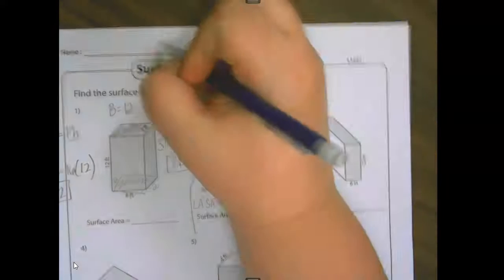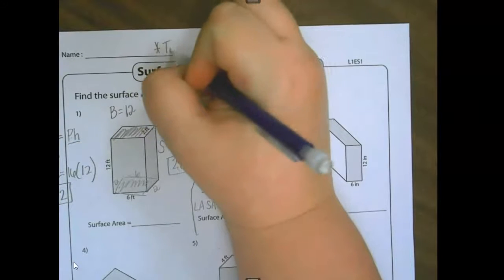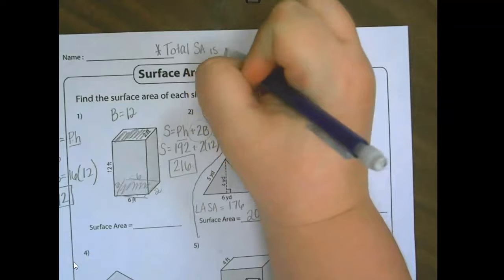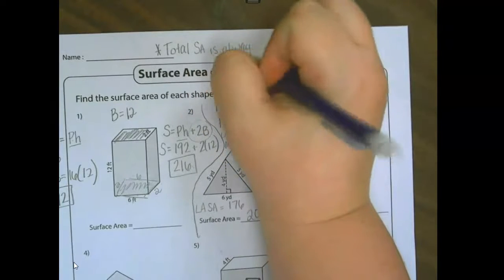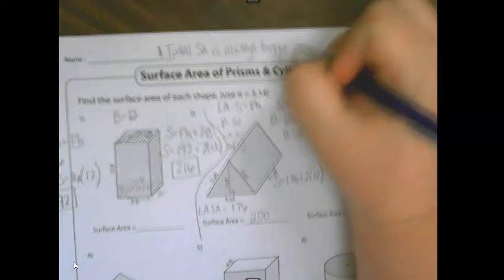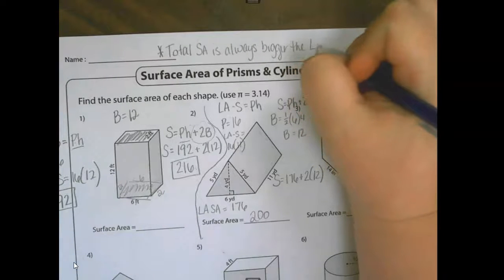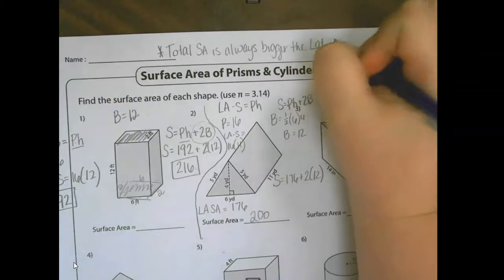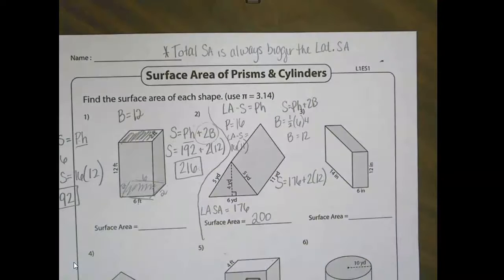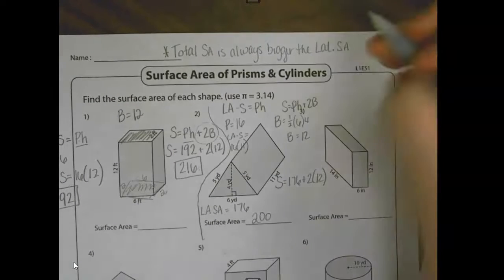So now my total surface area is always bigger than lateral surface area. Always. Really good true-false question for Thursday's test. Hint, hint, wink, wink, whatever. Okay.